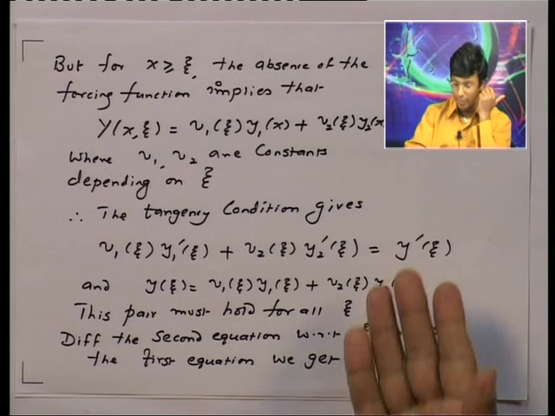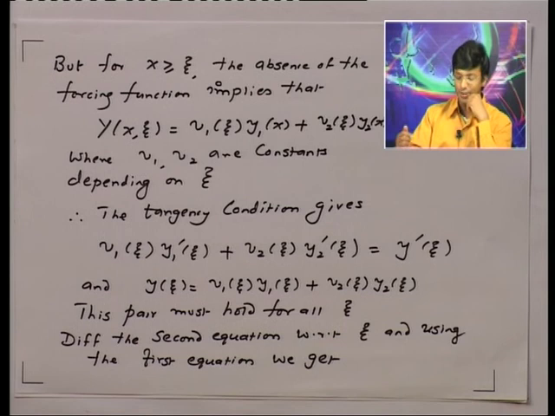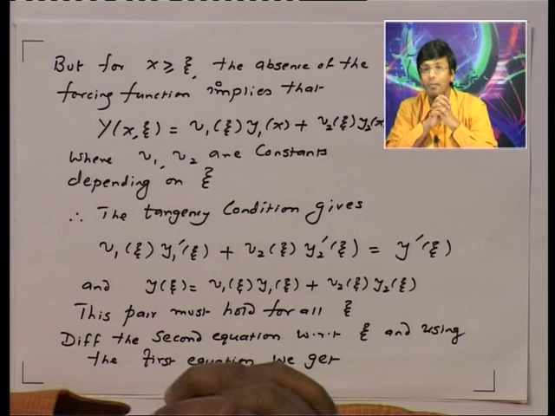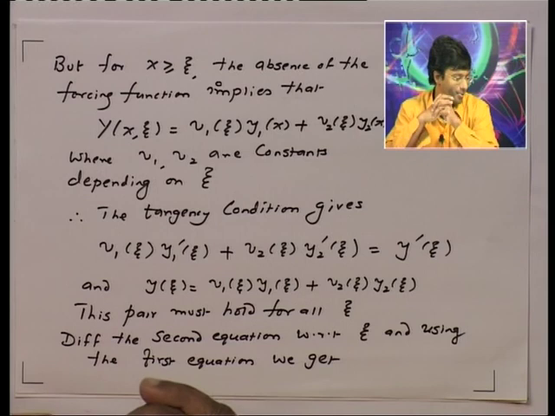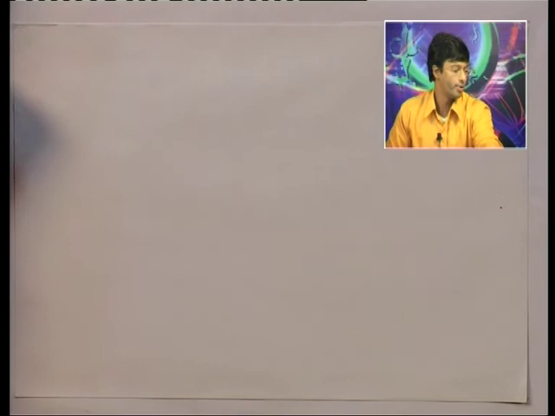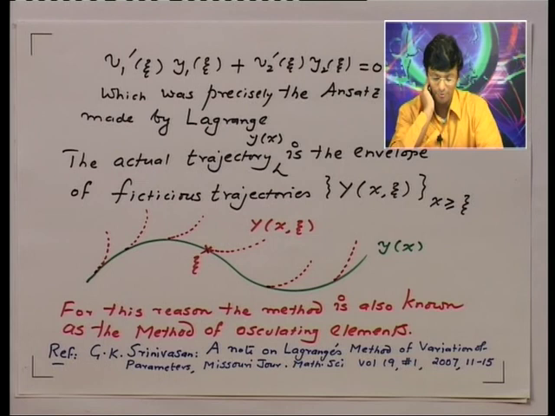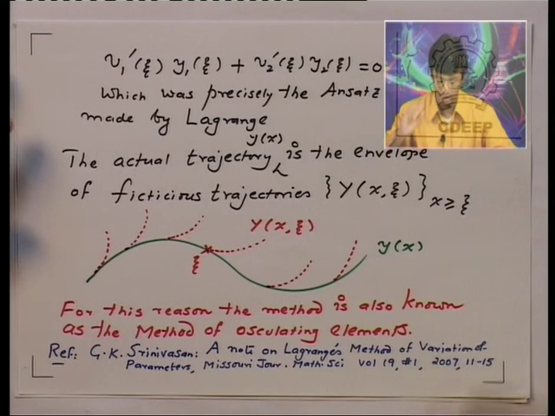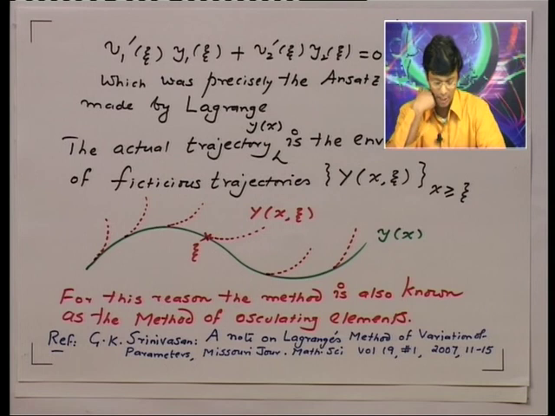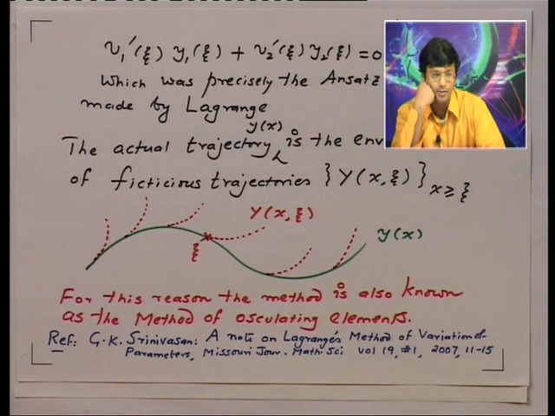So you have these two pair of equations. Take the second equation, differentiate it and subtract the first equation. What do you get? Look at the last two equations displayed. Differentiate the second one and subtract the first one, and you get exactly the second assumption that Lagrange made: v1 prime y1 plus v2 prime y2 is 0. Is it clear? So that is exactly what it is, which is precisely the assumption made by Lagrange. The actual trajectory is the envelope of fictitious trajectories. The actual trajectory is depicted as a green curve, and the fictitious trajectories are depicted as broken red curves.